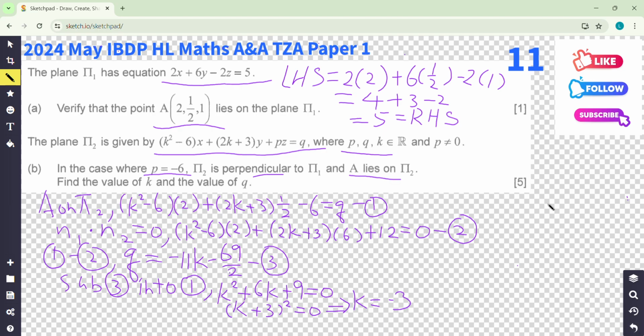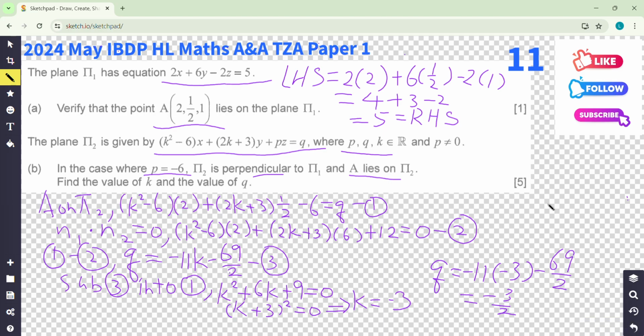And substitute it back into equation 3. So q is equal to negative 11 times negative 3, minus 69 over 2. Be careful about the negative sign. Very complicated again, but you can do it. 66 over 2 is 33, so 66 minus 69 over 2, so it's minus 3 over 2. Wow, you got it.